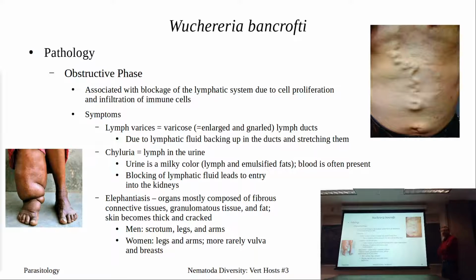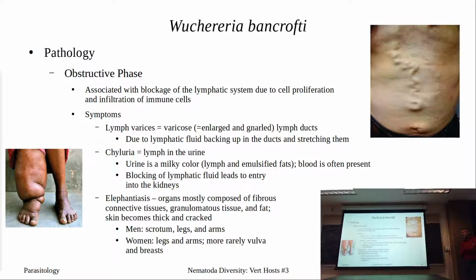Chyluria, that's lymph fluid in the urine. All right, and you notice this because the urine will be milky colored. It has some lymph and emulsified fats in it. Oftentimes you'll see some blood in that urine as well. And it's because when you have blockage of these lymphatic ducts, you can have some of the lymphatic fluid back up into the kidneys. And that's why they end up in the bladder and so forth.